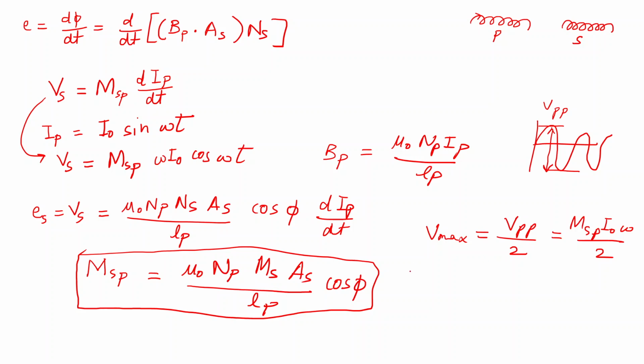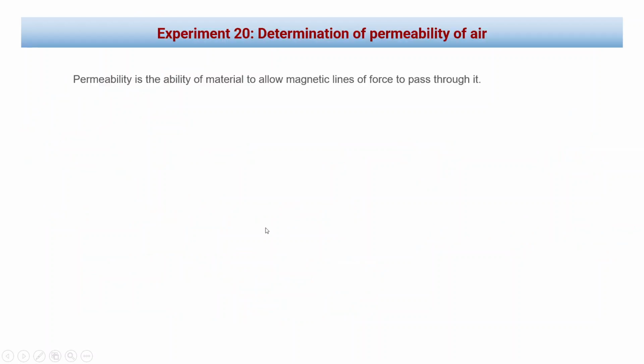So yeah, for the experiment again, it's best to refer to the videos, because we'll move on to the next experiment now, which was determining permeability of air. So what is permeability? It is the ability of any material to allow magnetic field lines to pass through it. How easily any material lets a magnetic field pass through it is known as the permeability of that material.